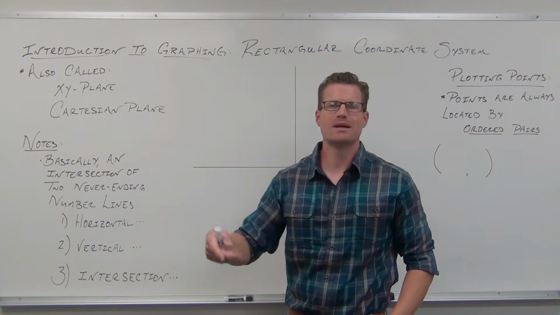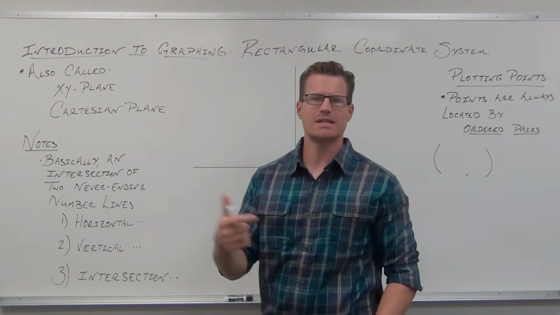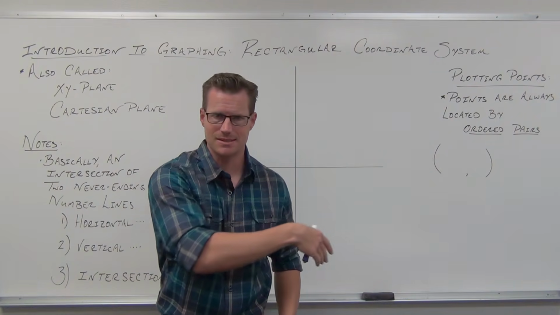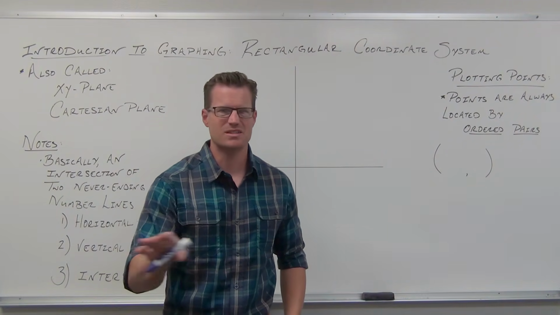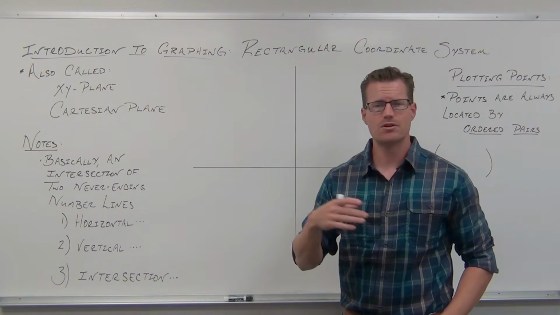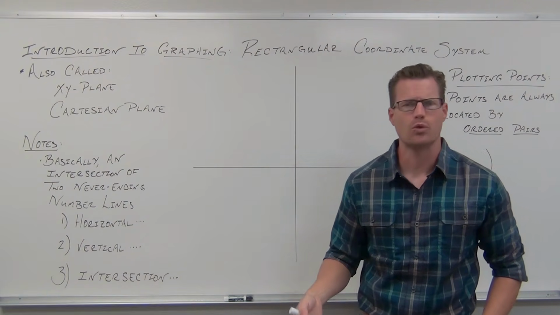So we have three ways that we can name this idea of having these two number lines. Rectangular coordinate system, very common. XY plane, because we have the names of the axes that they're given to you, or Cartesian plane, they all mean the same thing. Basically, it's just this. It's an intersection of two never-ending number lines. The horizontal one, we have a name for it.